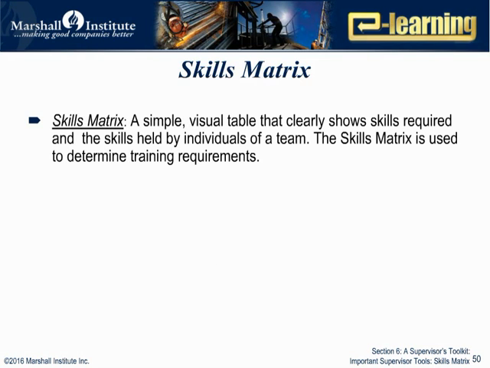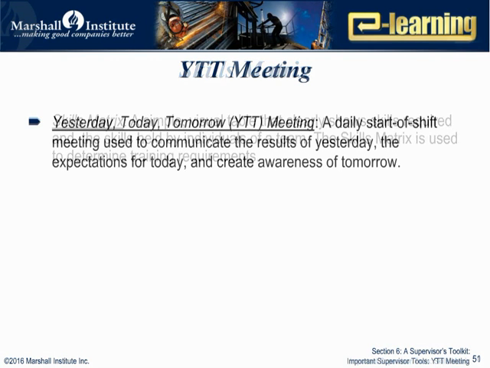A skills matrix is a simple, visual table that clearly shows skills required and the skills held by individuals of a team. With a skills matrix, a supervisor is able to perform gap analysis and ensure that the training provided is the training needed to ensure individual and team success.